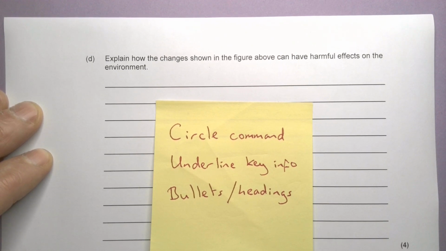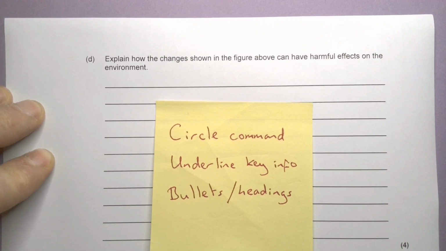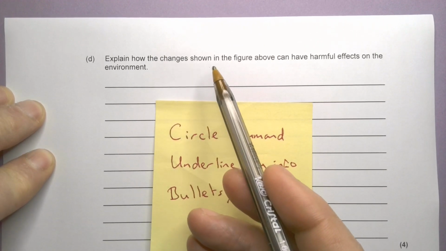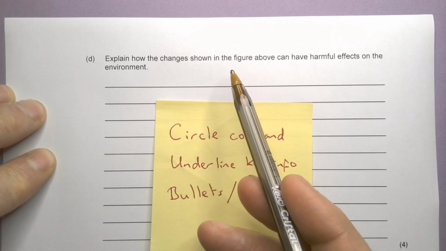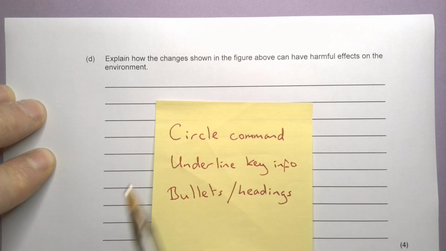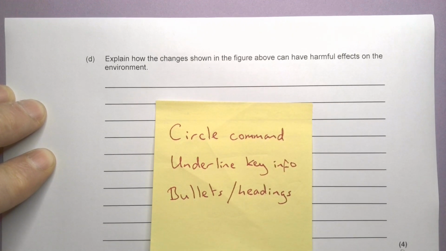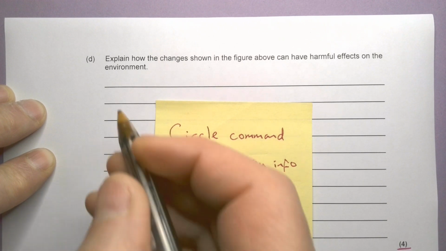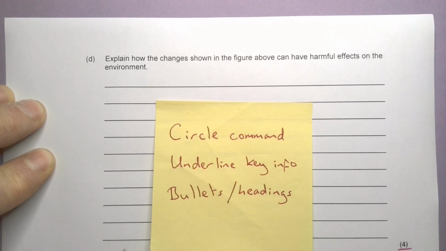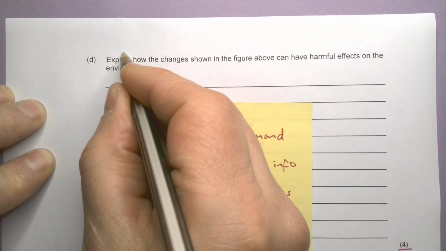Okay, so question 1 part D. Explain how the changes shown in the figure above can have harmful effects on the environment. And it's worth 4 marks. So this is a 4-mark question. I'm going to remember to CUBE this question, so I'm going to circle the command words. I need to explain how.